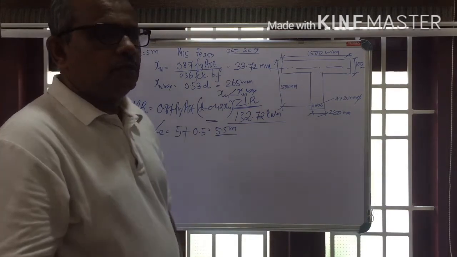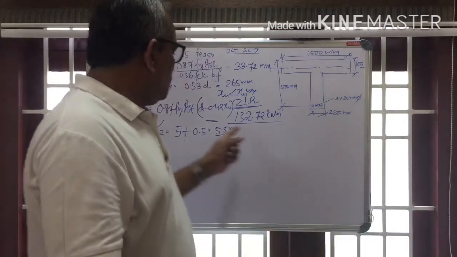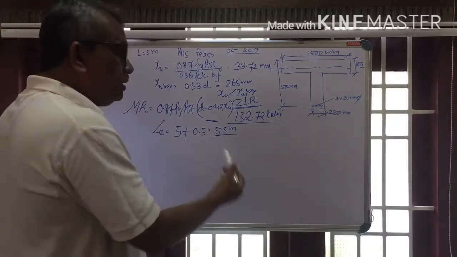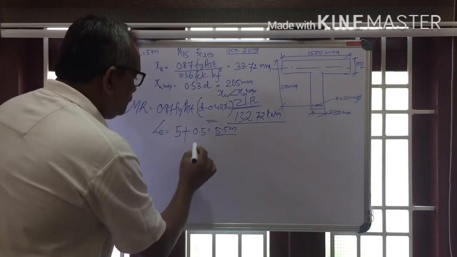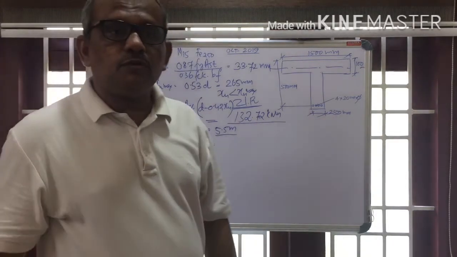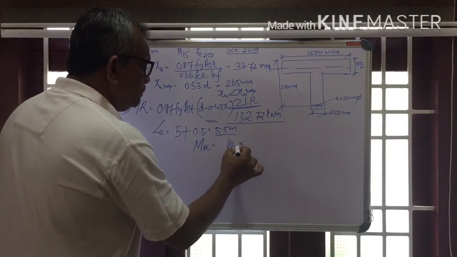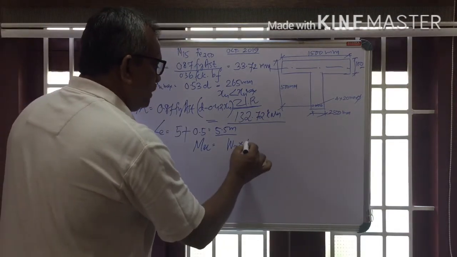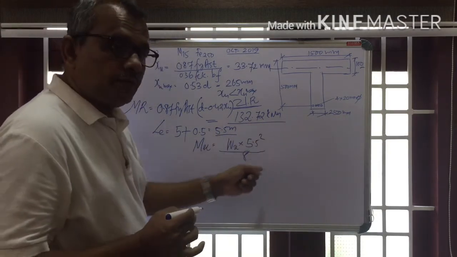For design purposes, we should always consider the effective span of the beam. So it's equal to 5.5 meters. If we know the span, now we can find out the maximum bending moment MU in the case of a simply supported beam carrying UD load. What is it? MU is equal to WU into L squared by 8. So that is 5.5 squared divided by 8. This is the formula to find out the maximum BM.